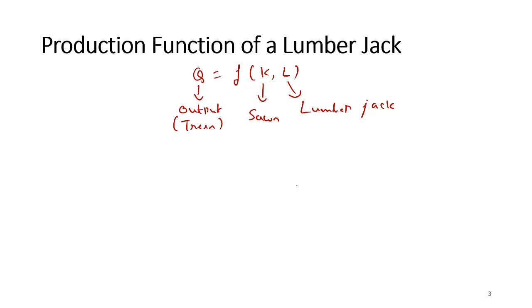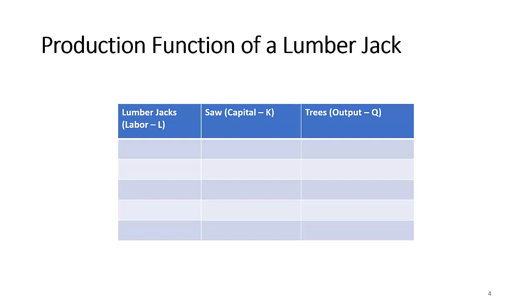So let's try to put this in a different format. Let's create a schedule. We have here the lumberjacks, which is labor, denoted by L. We have saws, which is capital, denoted by K, and trees are output, which is denoted by the letter Q.